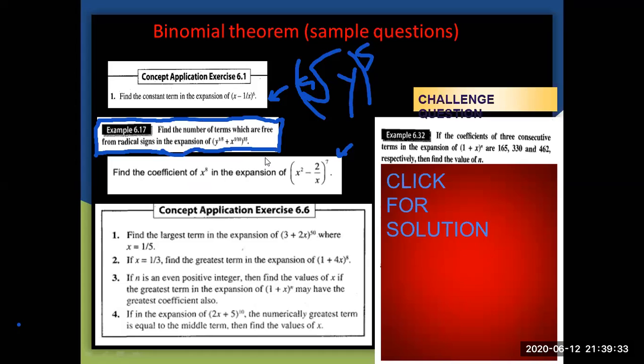So for example 6.32, I think we have some of those types in IB, where you are given the coefficients of two terms. Over here it's 3, or they've given a detail less.